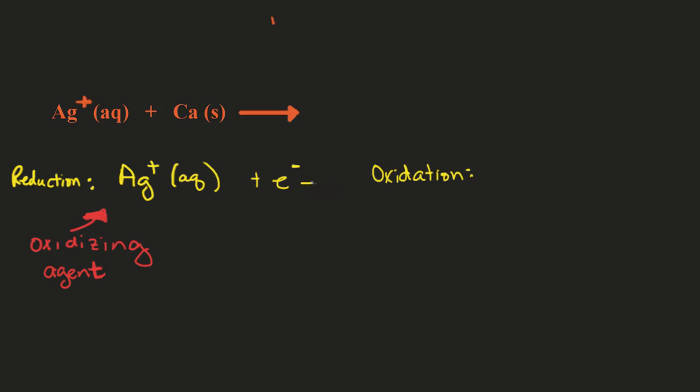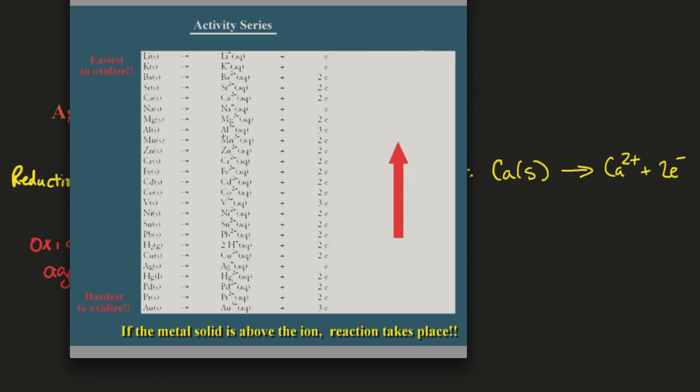So in this case, oops, I forgot the other half of this. And then oxidation is going to be the calcium giving up its electrons. How did I know it was 2 electrons? I consulted the activity series. If you look carefully, Ca2+ with 2 electrons.